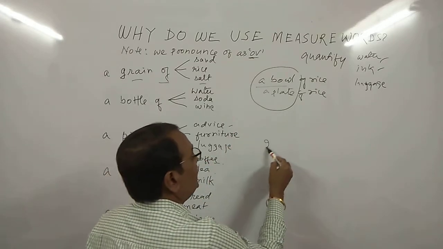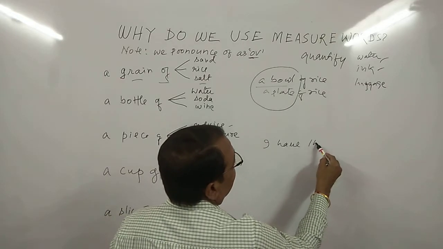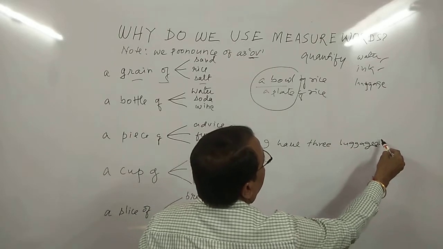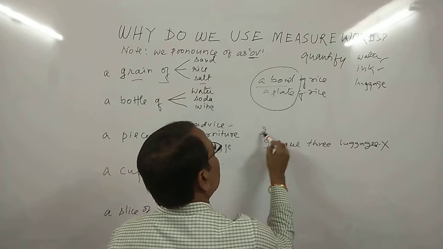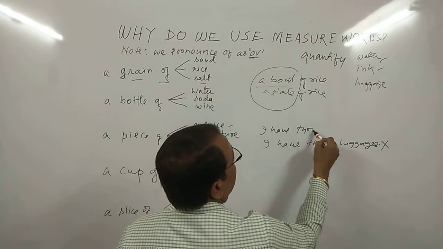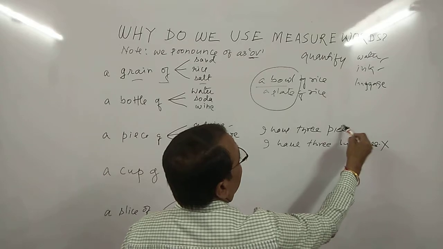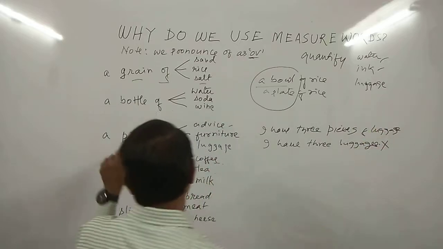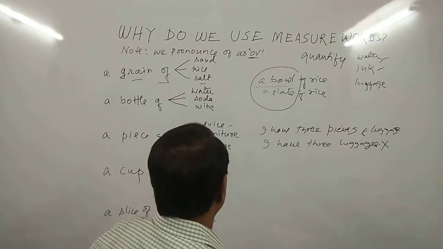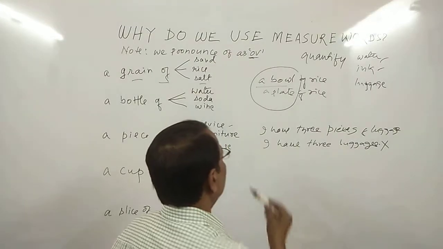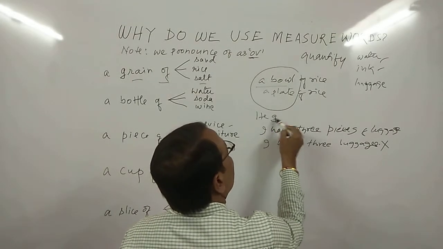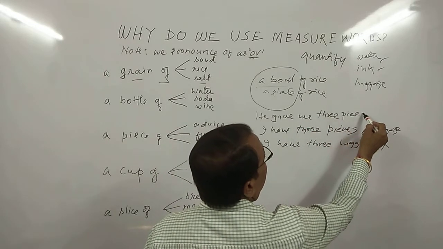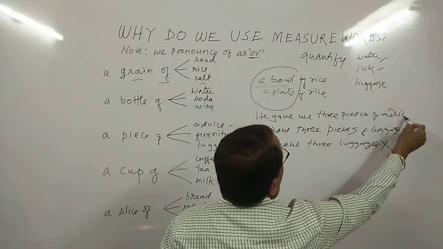If you say "I have 3 luggages", then it's incorrect actually. You have to say "I have 3 pieces of luggage." You have to speak like this. Same way, if somebody says that he gave me 3 advices, then it's going to be wrong. You have to say he gave me 3 pieces of advice, like this.